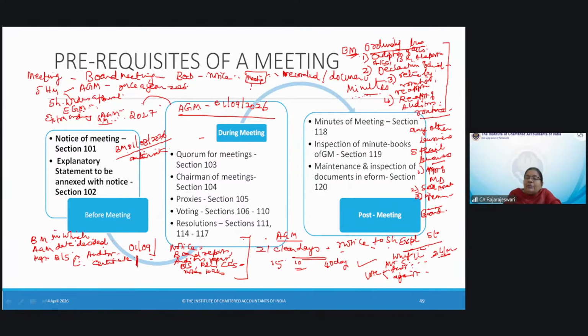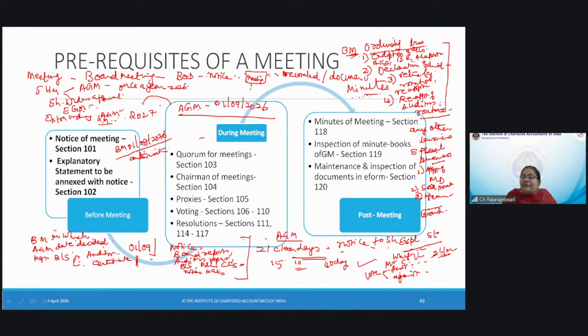You have to give the explanatory statement for each business, a separate explanatory statement. Your first special business agenda is the appointment of managing director. Then second, you want to increase the remuneration. For each of these, you call it an agenda.